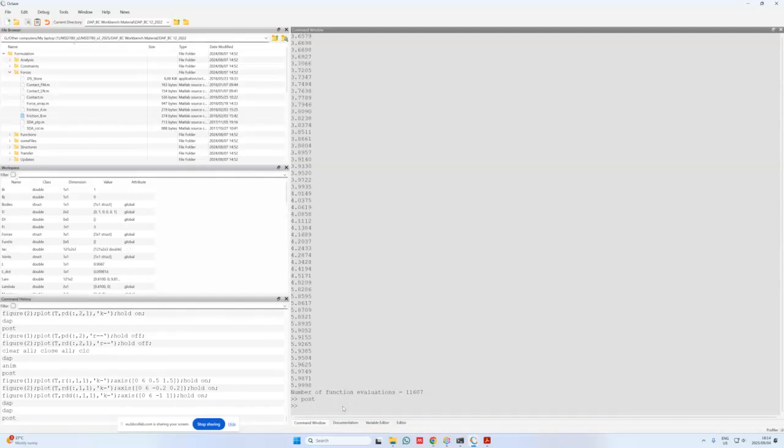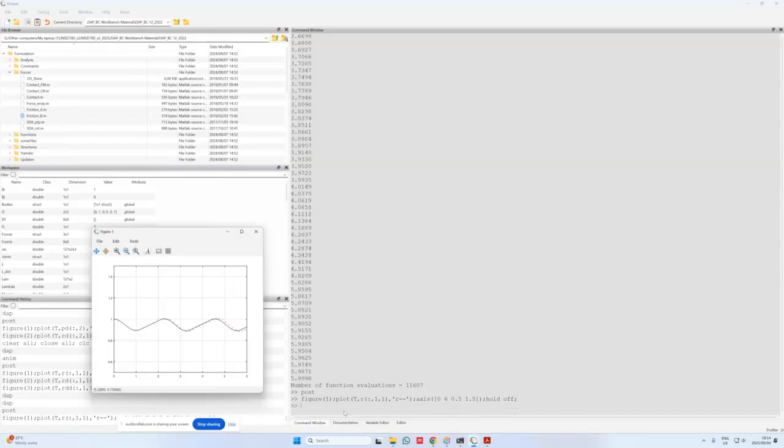Now I can just type in post again, and I can now overlay the plots for the coordinates, the velocities, and the accelerations. So if I look at figure 1, I'm now just going to plot it as a red dashed line for friction model B. And in this case, since I don't have any other curves that I want to plot on figure 1, I can now just say hold off at the end. I can hit enter.